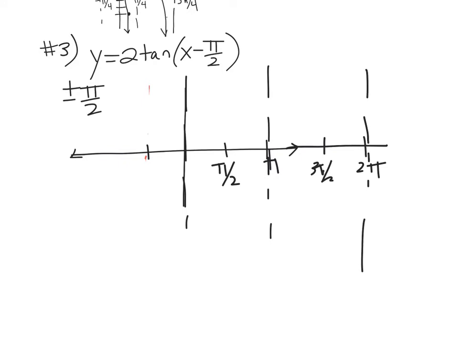Don't you have to do pi over 2 over 2? No, pi over 2 over b. b is the number in front of x. That 2 out front, oh yeah, that one's going to affect our stretch.